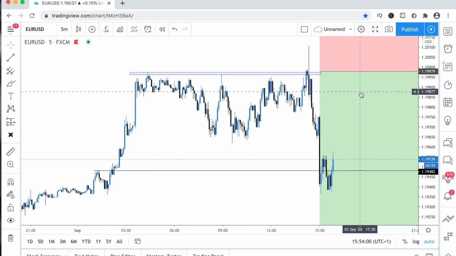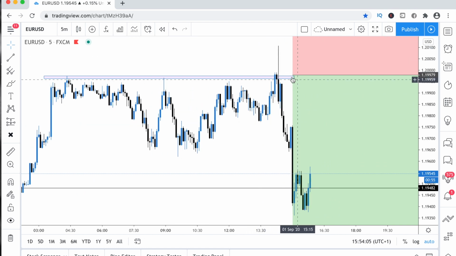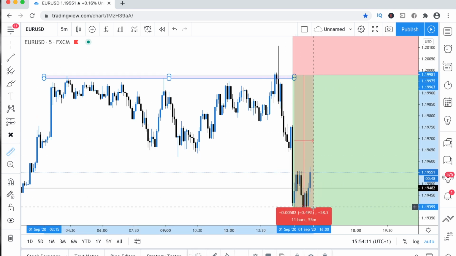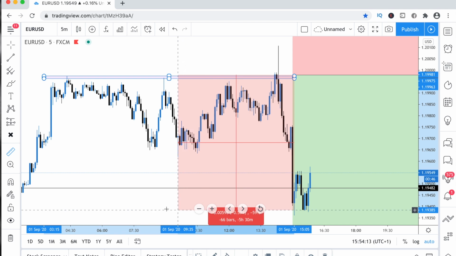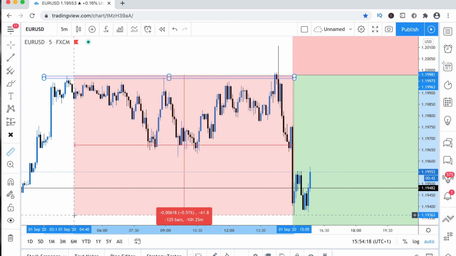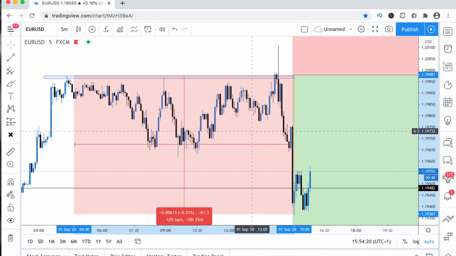So this is how I got my entry. When they ran out the liquidity, I jumped in over here, and now we're selling it all the way down, right? So far, let's just double check how many pips it's gone total. Let me expand it all the way to the side. 61 pips so far. So that's been a sweet trade as well.